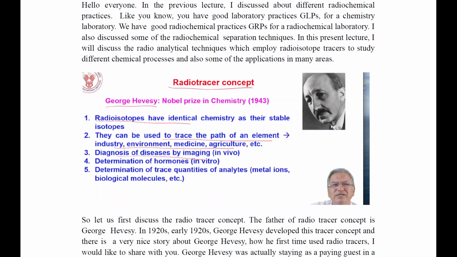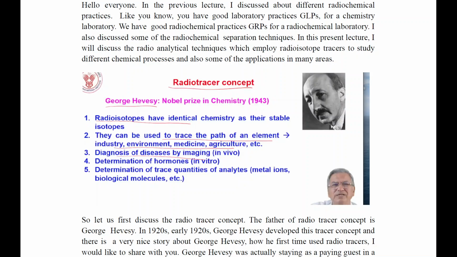Then in lecture 2 he talked about the radiotracer concept, for which George de Hevesy got the Nobel Prize in Chemistry in 1943. Radioisotopes have identical chemistry as the stable isotopes, so they can be used to trace the path of an element. Examples are in industry, environment, medicine, agriculture, etc. So it can be used for diagnosis of diseases by imaging in vivo and determination of hormones in vitro.